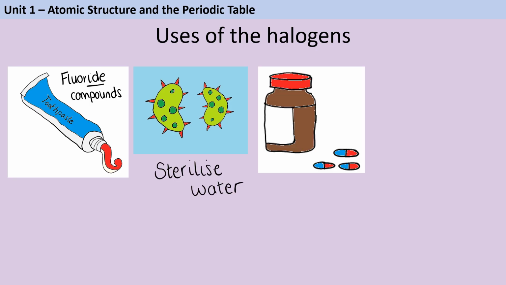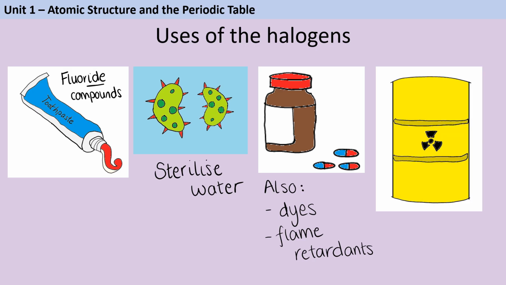Bromine is used in medicines, drug treatments, dyes, and also compounds which help to make fabrics flameproof. Iodine is an antiseptic used to treat cuts and grazes, but it can also be used as a radioactive tracer in medicine. It can be injected into blood vessels in order to determine where there's a blockage.